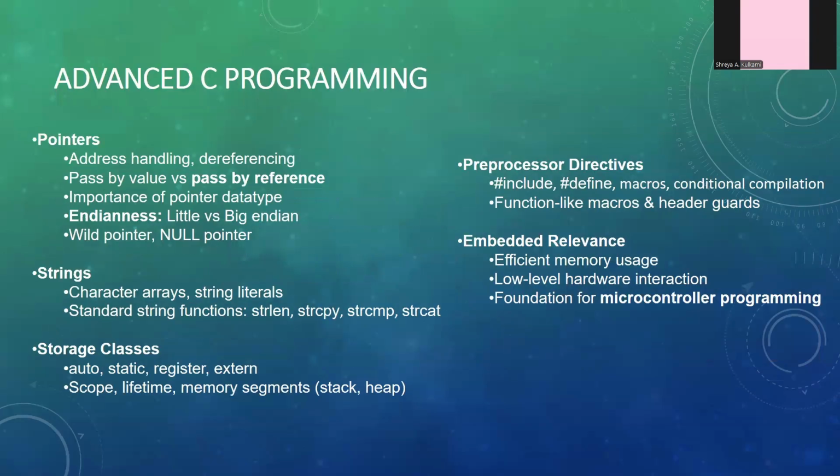Next, we moved on to advanced C, where we learned about pointers. Pointers are used for address handling, referencing and dereferencing, and in functions how we pass an element by value or by reference. And then we looked at pointer data type, etc., null pointer, wild pointer, etc.